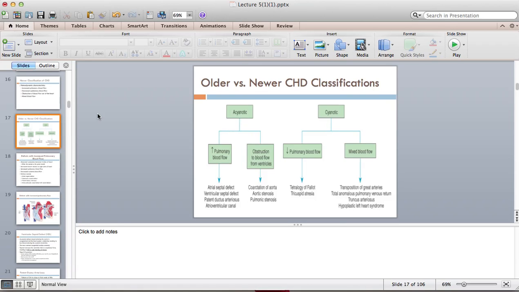or hypoplastic left heart syndrome, where the left heart did not develop fully. Okay. So these are the newer classifications, and just for you to know that it's something that you need to be aware of. So, taking them one at a time, those defects that will increase blood flow to the lungs.